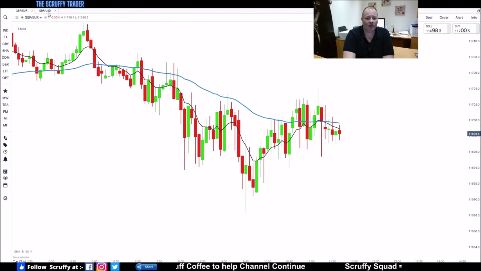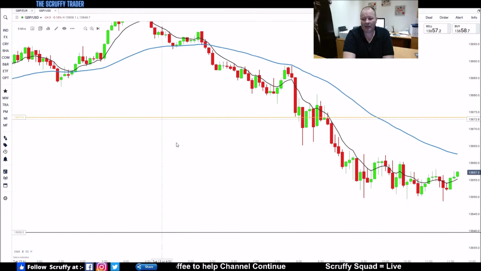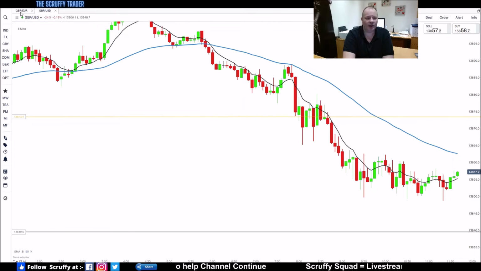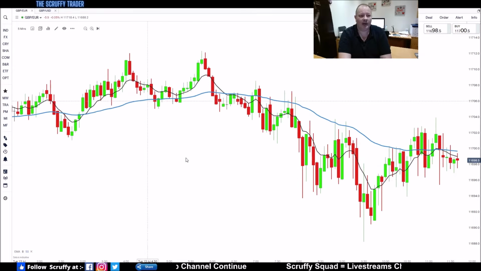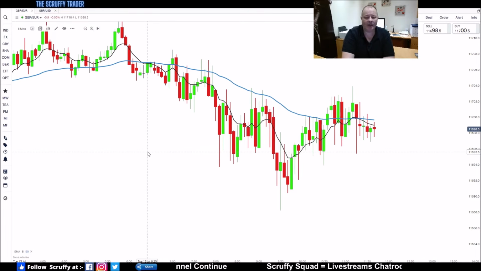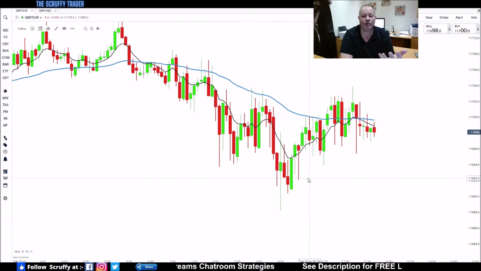Let's have a look at the other one just to see what's going on there. No, not as yet. So we'll stick with pound euro. Basically, what you're looking for is a 50 moving average, which is the blue one, an 8 moving average, which is the black one, and you're looking for alignment. So here, the price and the 8 are below the 50, so we're going short.